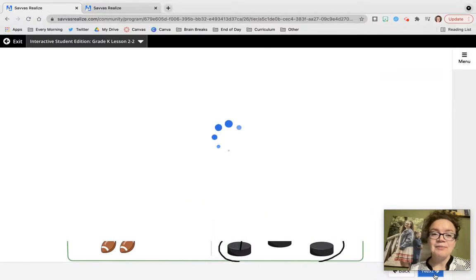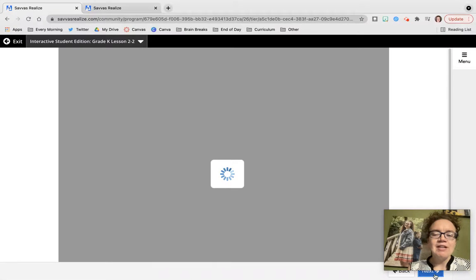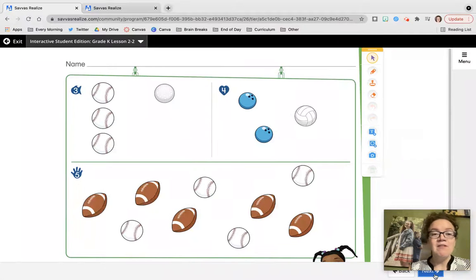Turn the page. Make sure your page looks like mine. You just need to flip it over. Put your finger on fish number 3.